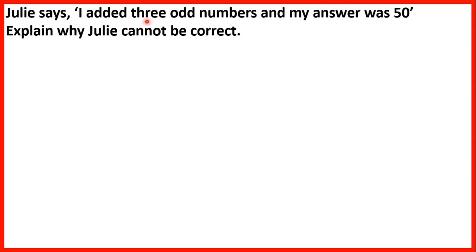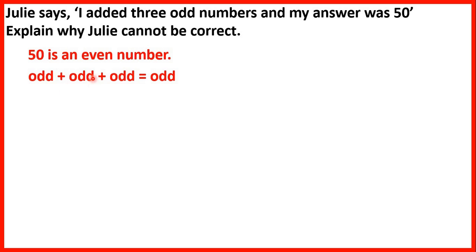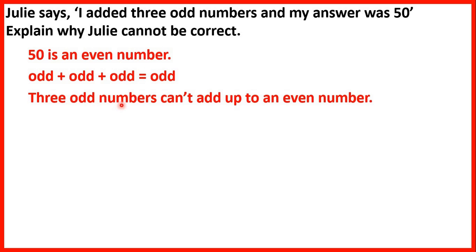Julie says, "I added 3 odd numbers and my answer was 50." Explain why Julie cannot be correct. So remember, an odd number ends in 1, 3, 5, 7 or 9. Now 50 is an even number because it ends in a 0. And if we add 3 odd numbers, our answer will always be odd. If we add 2 odd numbers, our answer will be even, but adding another odd number means that our total will also be an odd number. So 3 odd numbers can't add up to an even number.